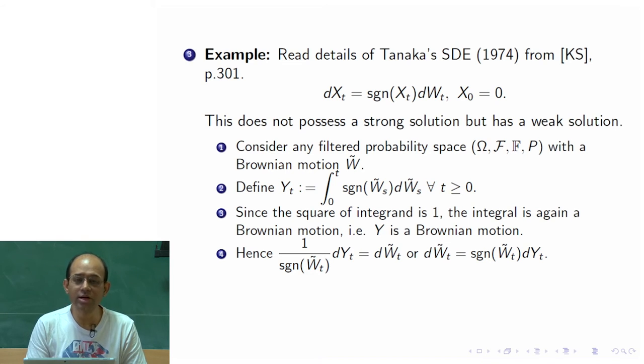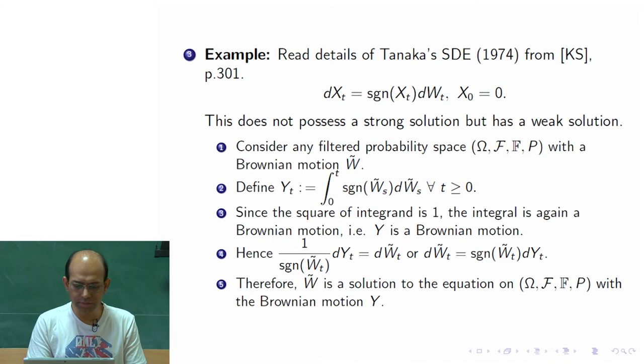But this does not actually prove that it does not have a strong solution. It is a rather long proof, not very long actually, but one can find it in this book. That proof is by contradiction. If it has a strong solution, then one can show that the filtration generated by X is strictly larger than the filtration generated by W. That is a contradiction. But we are not giving the details here. So, we summarize that w tilde is a solution to this equation, a weak solution, with the Brownian motion y.